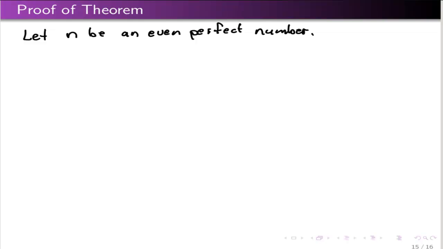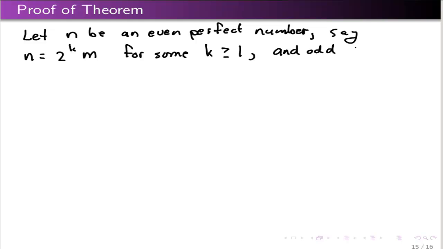Okay, let's look at the proof. So we want to show that if I'm given an even perfect number, so let n be an even perfect number, and I want to prove that n has that type of form. So let's say n is 2 to the k power times m for some k. Now being an even number means k is at least 1, and odd m.